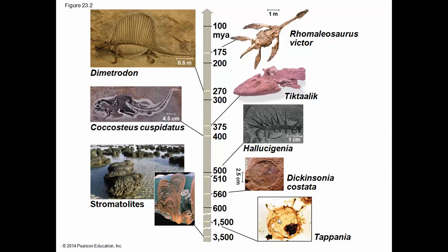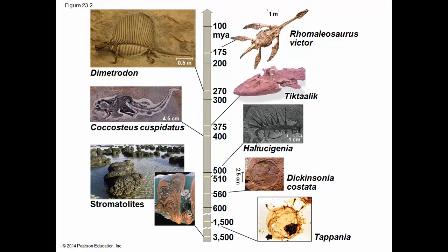Tappania here is believed to be one of the first eukaryotic organisms. Very primitive, about 1.5 billion years old. So there was 2 billion years between the original prokaryote organisms and the time when the eukaryotes arise. Later on in time, 560 million years ago, multicellular organisms begin to make an appearance in the fossil record.